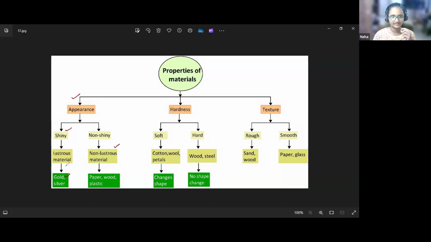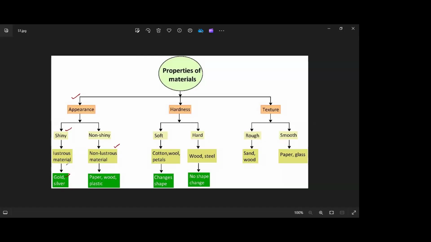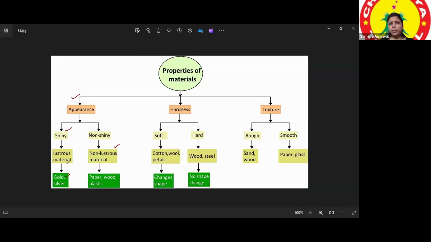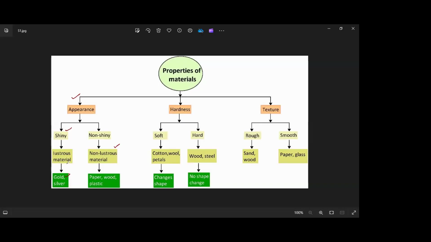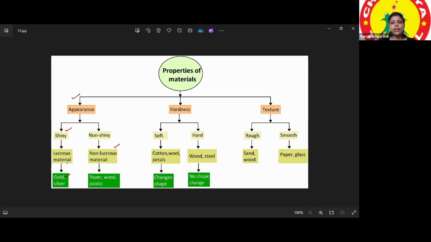Ma'am, diamond. Diamond is not a metal. Diamond is a non-metal. Now Neha would be wondering, diamond is not a metal, but still it has a shine, the topmost shiny material. So this is an exceptional case.